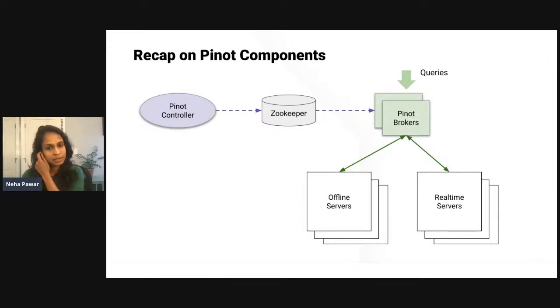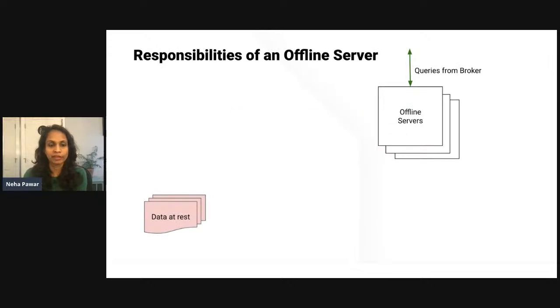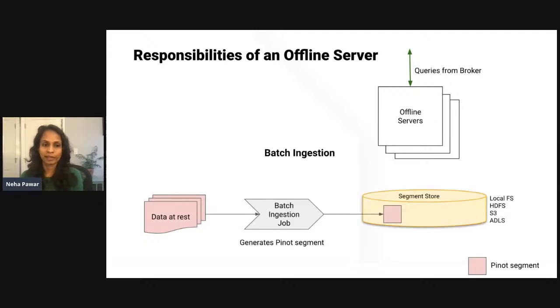So we see two types of servers here, the offline and the real-time. Let's double click into what each of these servers are responsible for. Starting with offline. Typically, if you have some data at rest lying in some file system, like say Hadoop or S3 or somewhere locally, you would be creating an offline table, and the servers that you use in this case would be called the offline servers. And to get this data into your offline table, you would typically write a batch ingestion job using Spark or MapReduce, and you would process this data one bucket at a time.